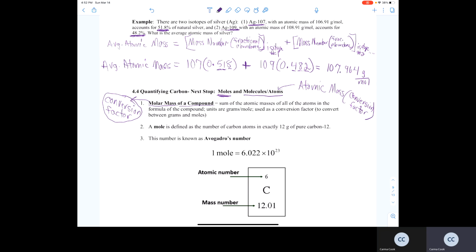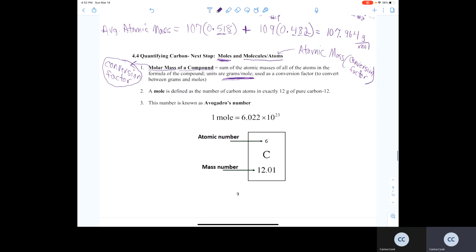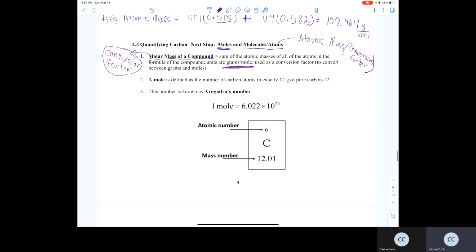So the molar mass of a compound is the sum of the atomic masses of all of the atoms in the formula of that compound. The units for molar mass are grams per mole. A mole is defined as the number of carbon atoms in exactly 12 grams of pure carbon-12. And so 1 mole is equivalent to 6.022 times 10 to the 23rd entities.